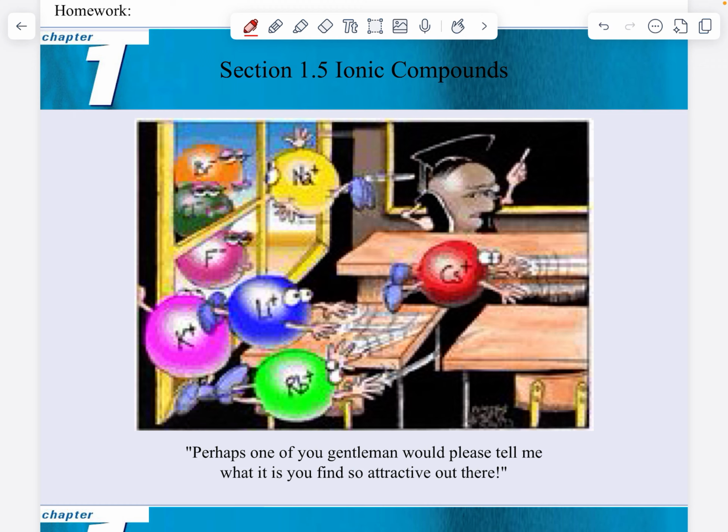And so you need your notes and you need your data book to follow along today. Throughout this lesson, we are going to be talking about what an ionic compound is, some of the properties, and also how to name and write the chemical formulas for ionic compounds. So let's get into it.